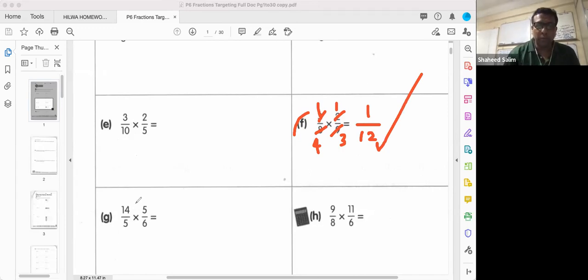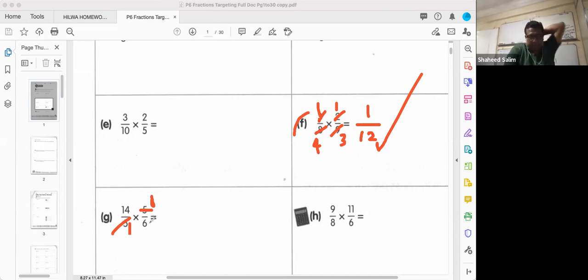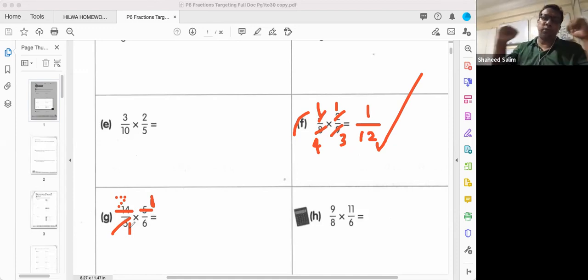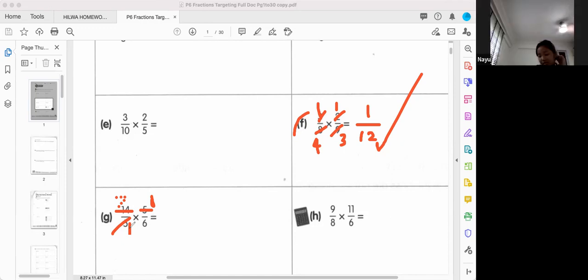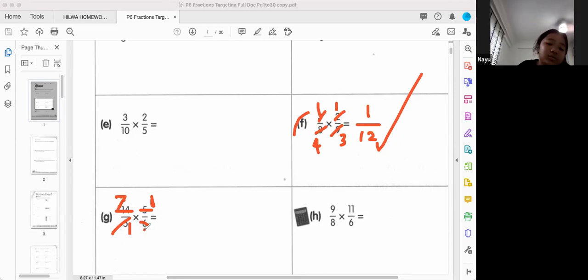Okay, come, we try the next one. Which number can both of these divide by? 14 and 6 can divide by the same number, what is it? 14 divided by 2, what do you get? What times 2 equals 14? I even wrote the answer for you there. 7. So 6 divided by 2, what do you get? 3. Okay, top times top, bottom times bottom.